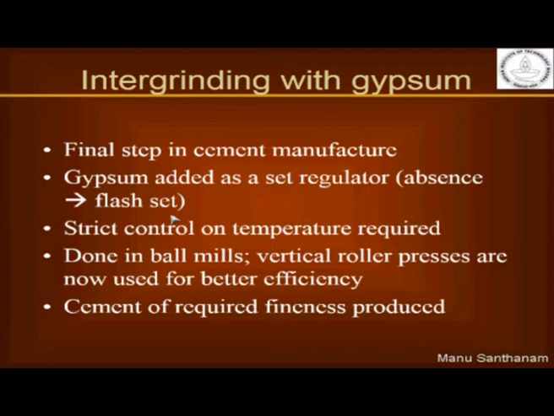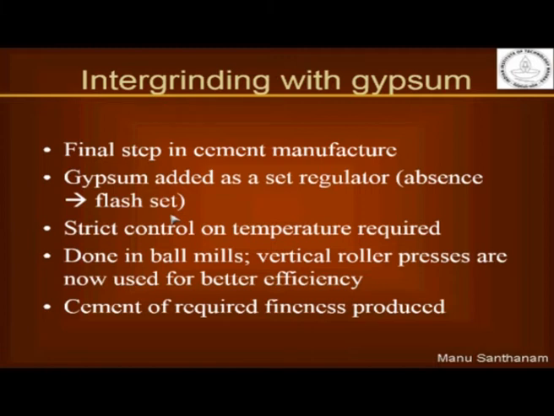So there are several changes to manufacturing technology that have taken place, but ultimately this is ending up producing cement of the required fineness. So that's the importance of the intergrinding process with gypsum. Now one thing you may have to understand, which will be of importance later when we talk about cement chemistry, is that while intergrinding the gypsum with the cement, you need to have a strict control on the temperature.